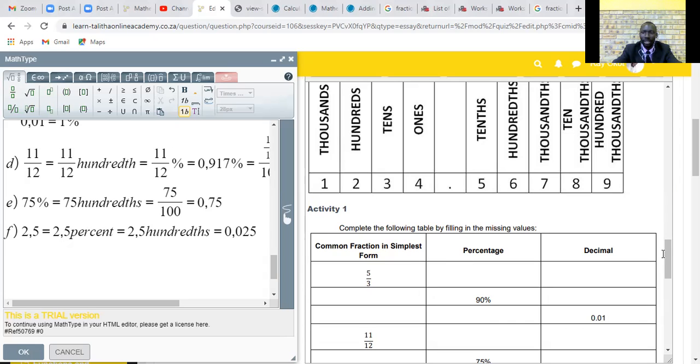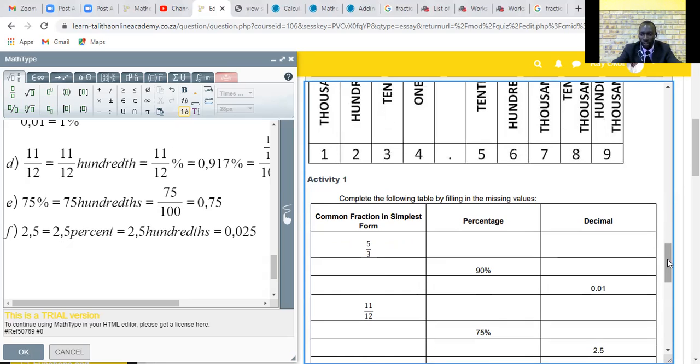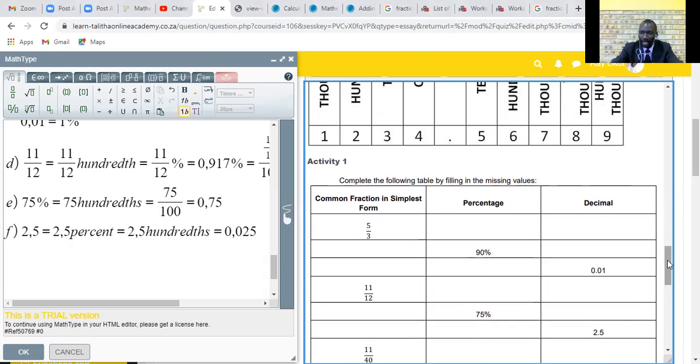It is given as, well, let's first check. In decimal, it's 2.5. And so in percentage, what is it going to be? Well, in percentage, it would be... No, it will be 2.5%. This is what we have.